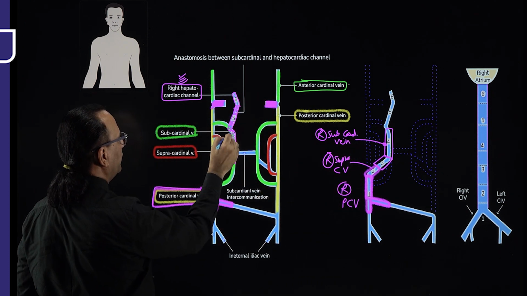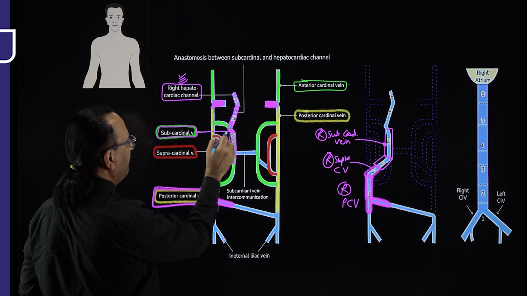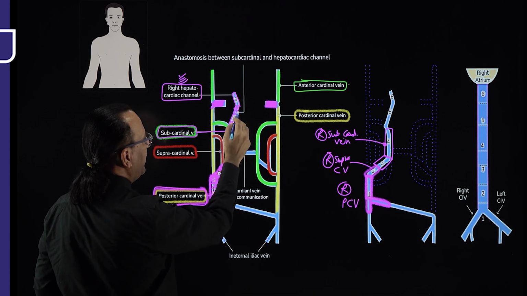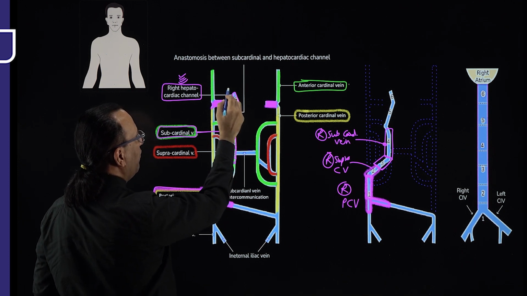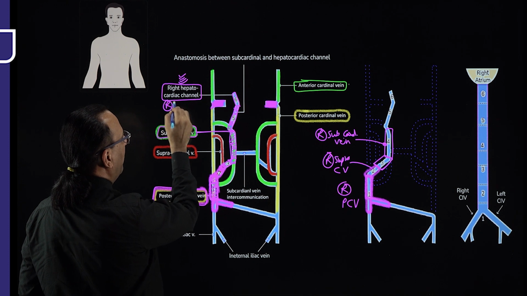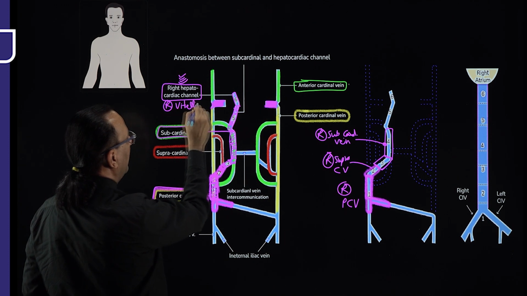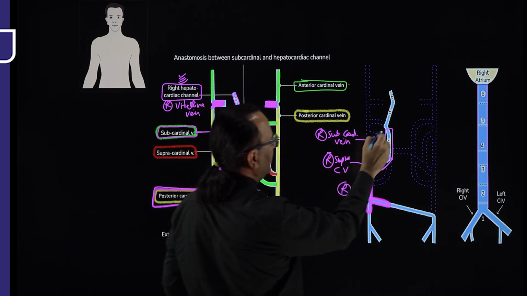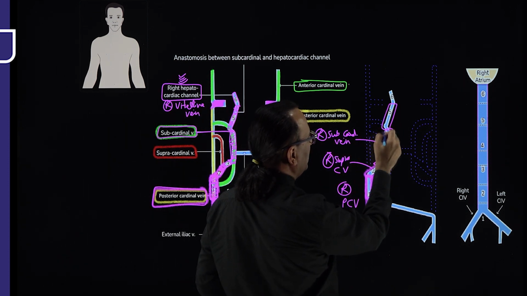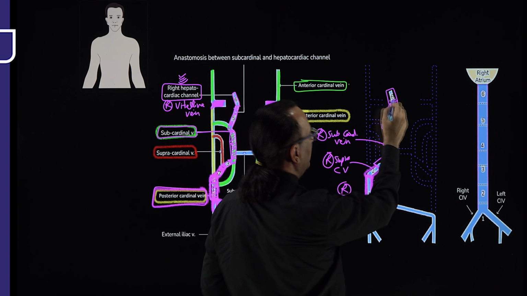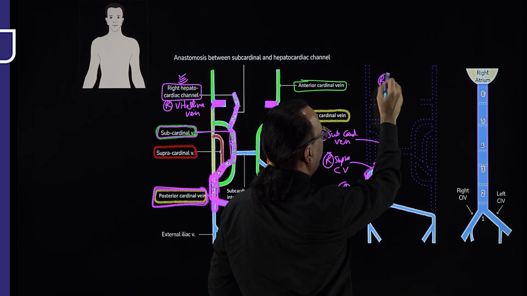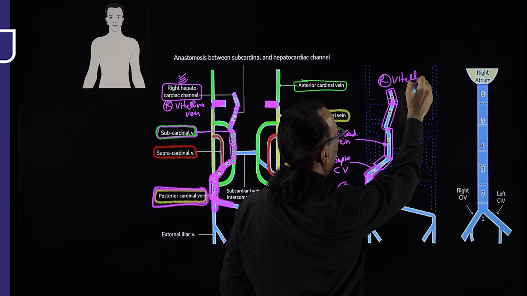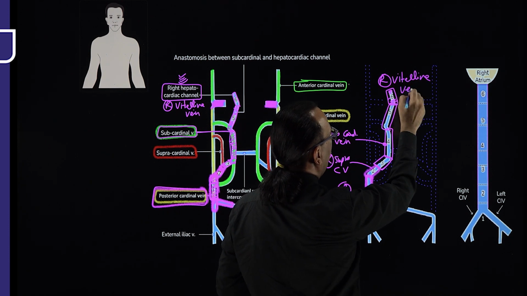This is the renal portion of the inferior vena cava, and then we have an anastomosis of the subcardinal with the right-sided Vitelline vein. This contribution is coming from the right-sided Vitelline vein, as we have discussed earlier as well. And the same can be discussed here. This is the anastomosis between the subcardinal vein and the right-sided Vitelline vein. This is the right-sided Vitelline vein which is forming the hepatocardiac inferior vena cava.